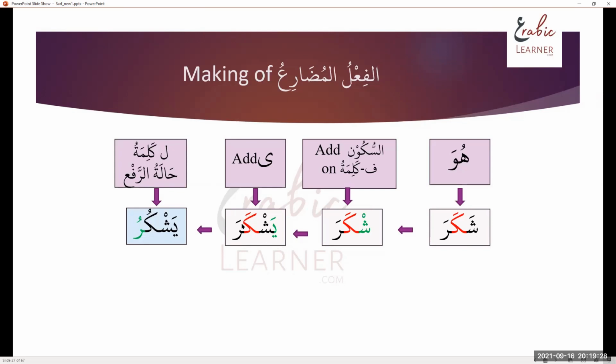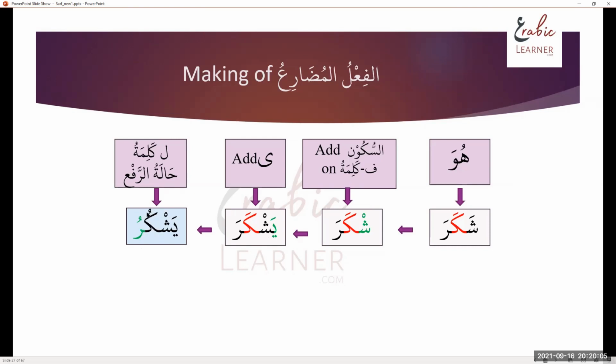Why, sister, here it was fatha, ain kalima was taking fatha, but here it became dhamma. But I told you, let's not worry about ain kalima now. Ain kalima is changing the sign, but we will talk about ain kalima a little bit later. Don't worry, you will understand. But as for now, we are focusing only on fa kalima and lam kalima. Focus on this. So the correct word is yashkuru.